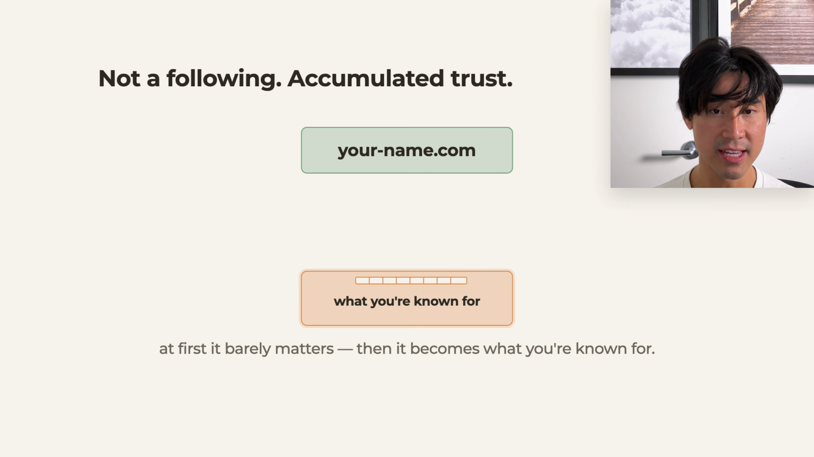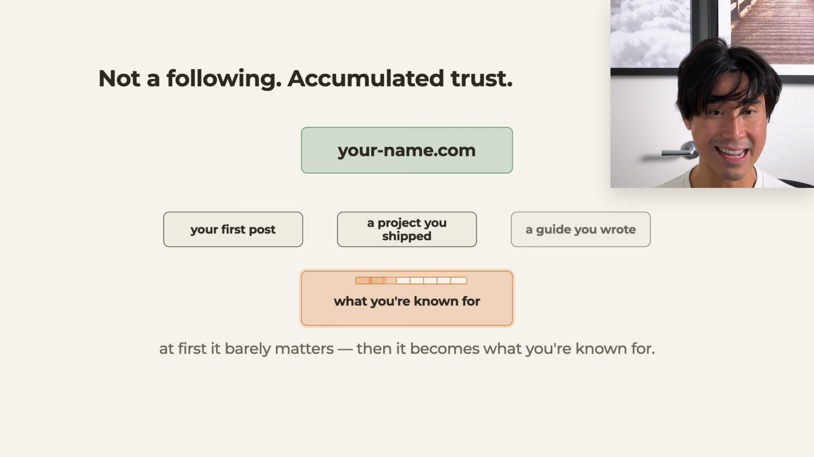So what we have is your custom domain with your name on it, and over time you start putting out your first post, a project that you shipped, a guide that you wrote, and slowly over time you start to accumulate that trust and people start to know you for something. And at first it might barely matter, but then over time you are the go-to person for that, and maybe you are already like that for the people that you know. It's as simple as broadening your scope so that more people on the internet who are like-minded can find you and look for the expertise or opinions that you might have. And it no longer costs as much as it used to.